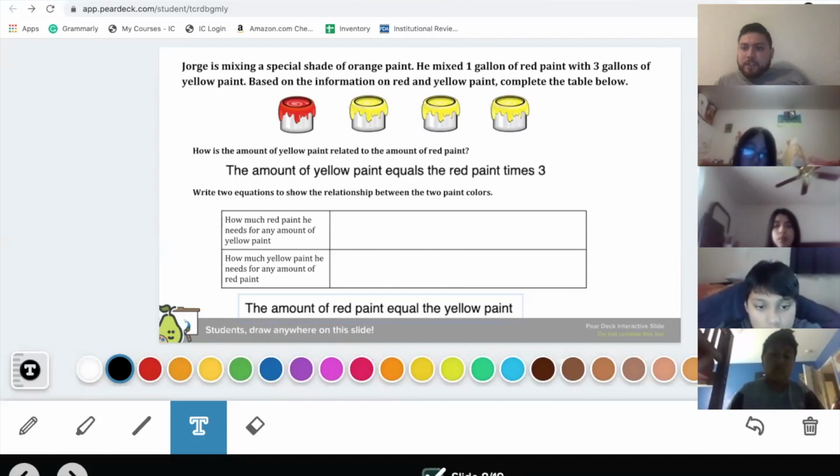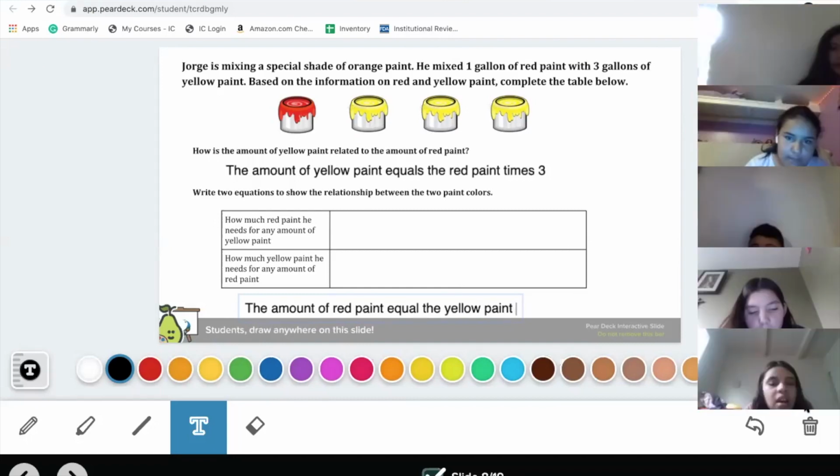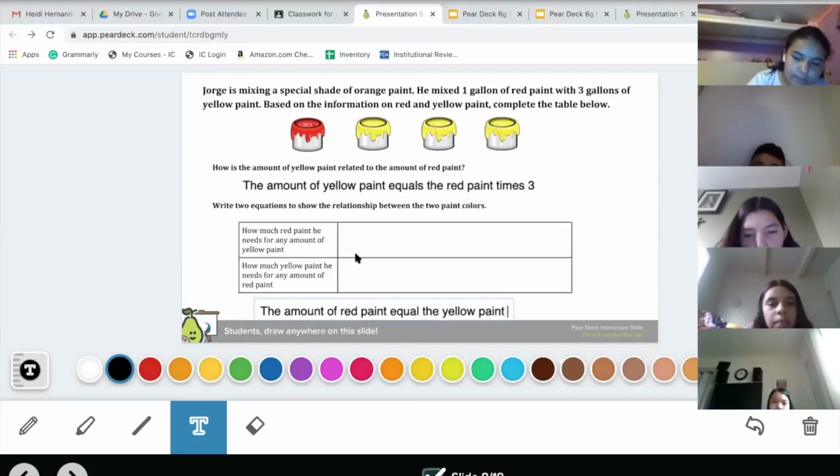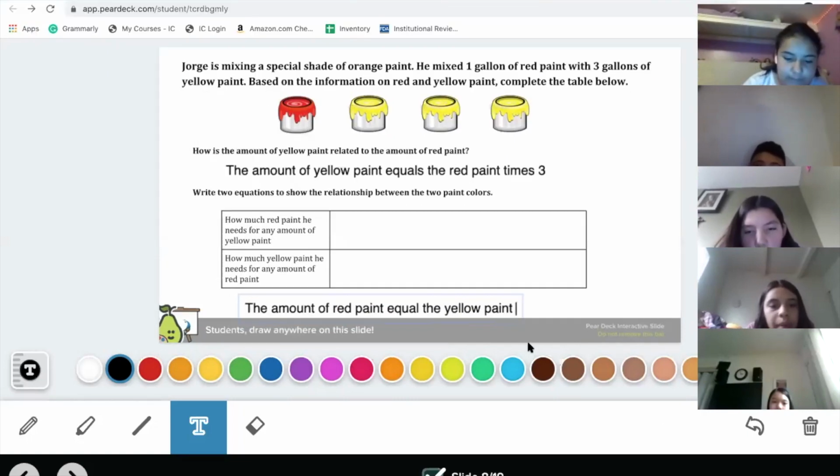Jordy, what's the opposite of multiplication? And if you know as well, please put it in the chat. The opposite of multiplication. I actually was able to hear that. So the amount of red paint equals the yellow paint divided by 3.